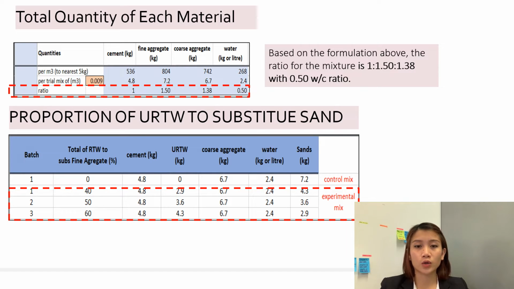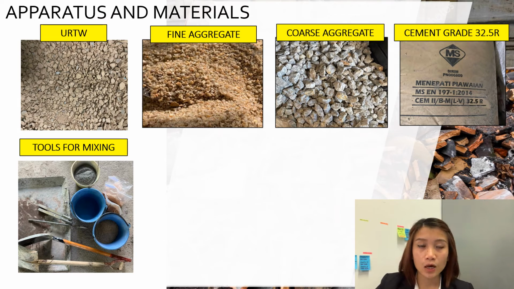From the ratio and the quantity of the ingredients needed, the proportions of URT to substitute the sand will also be calculated. For my research study, the proportions to substitute sand start with 40%, 50% and 60% of URT to replace sand. Next, I'll be talking about the material and apparatus preparations for the process of this research study.